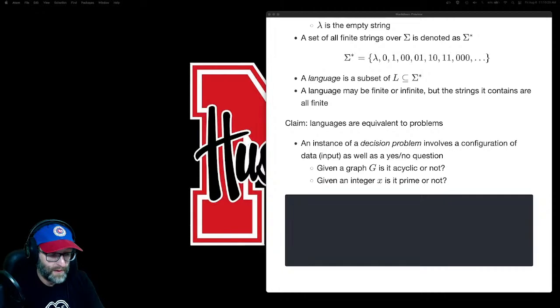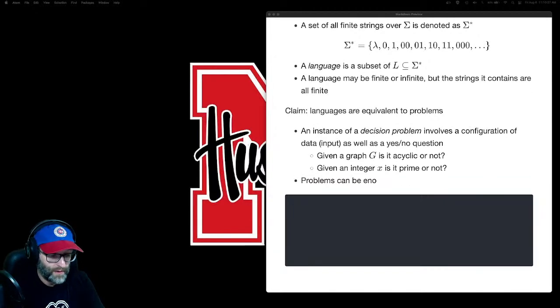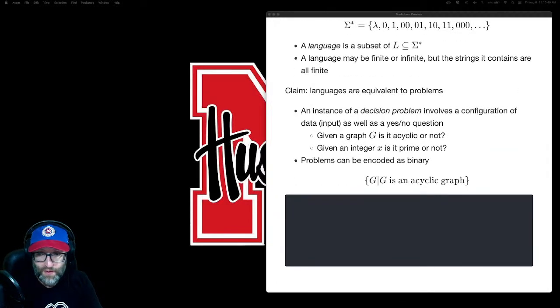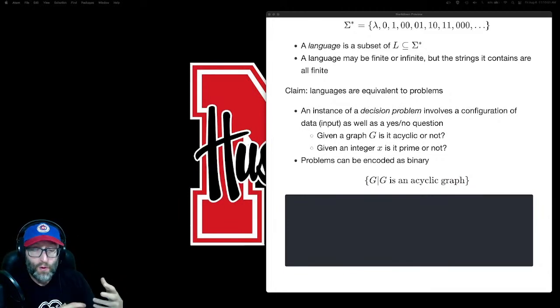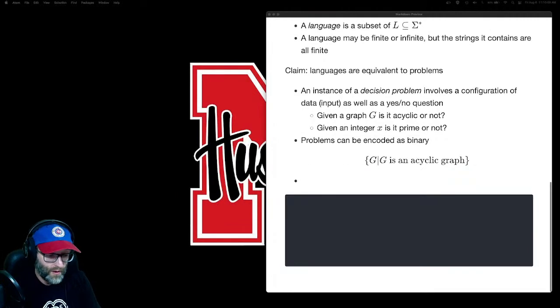Problems can be encoded as binary, right? And they all are, right? Everything that you can run in a computer is, of course, binary. Now, mathematically, the way that we express that is through languages. So here's the set of all graphs G such that G is an acyclic graph, right? If you define that problem as a set, that's equivalent to defining it as a language, right? All you do is encode the input.